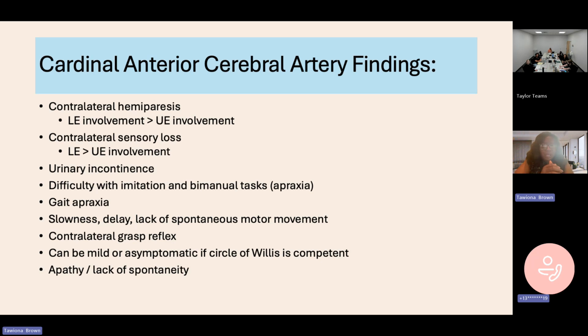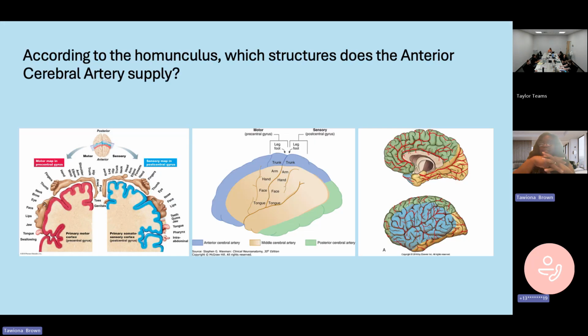The person also will have apathy or a lack of spontaneity. And oftentimes, that apathy and lack of spontaneity is going to depend on if it's the left side of the brain or the right side of the brain, or I should say, the left ACA or the right ACA that's affected. So, this image is a nice way to remember what's going to be affected.